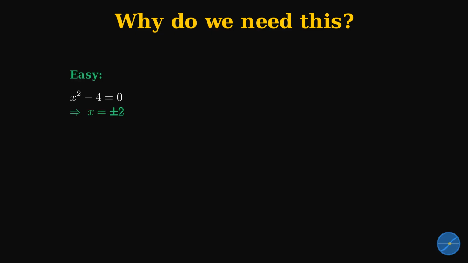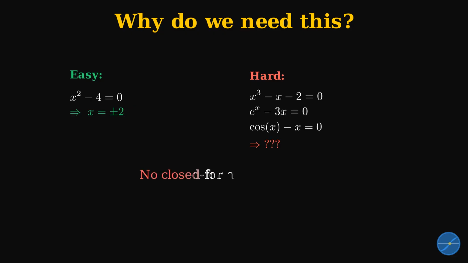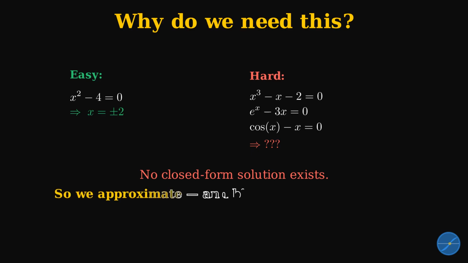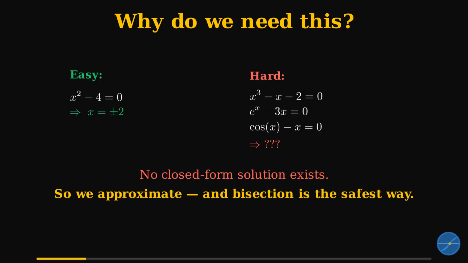So, the question is, why do we even need a method like this? Some equations are easy. x squared minus 4 is equal to 0. You just solve it as x is plus or minus 2. But now look at these. A cubic, an exponential mixed with a line, cosine of x is equal to x. For these, there is no formula to rearrange. There is simply no closed-form solution. So instead we approximate, and of all the ways to do that, bisection is the safest one to start with.